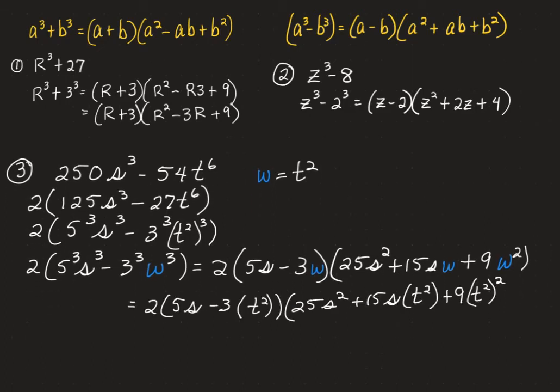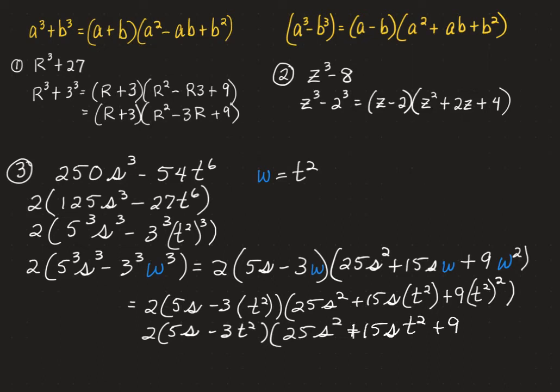So here you see that I have substituted t squared for every w, and I have done it within parentheses because there's one last thing I need to do. To write this as clearly as I can, try to remove as many parentheses as I can. So I can remove the parentheses around t squared in the first term, in the second term, and in the last term by multiplying my exponents. There. That is the complete factorization of 250s cubed minus 54t to the 6th.